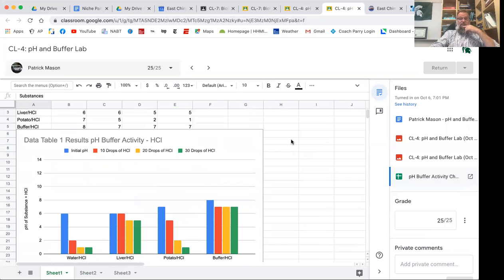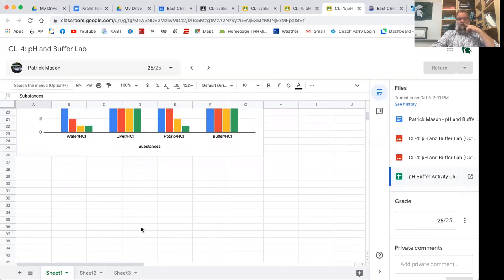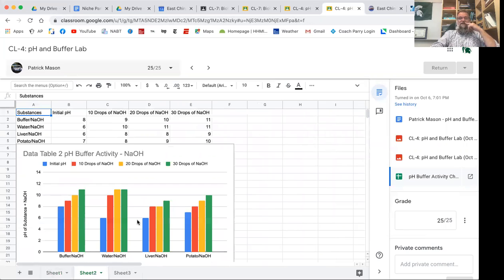Here's Patrick's graph. Blue represents the initial pH, red's 10 drops, yellow's 20 drops, green's 30 drops. We can see in the acid, the buffer almost stayed exactly the same. Very little shift. We can see water, huge shift. Liver, potato, less so. Same thing if we go to Patrick's graph on the base. Buffers have a little bit more change than we typically see. Again, normally we see buffers go flat. But again, water, not much resistance whatsoever.